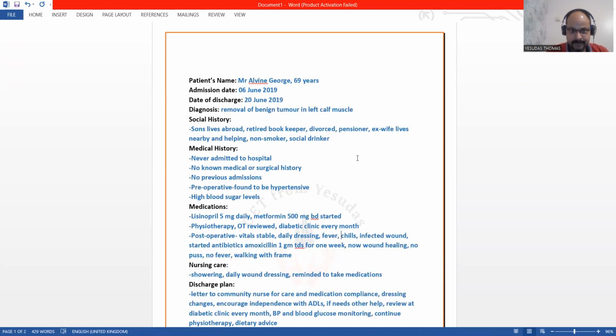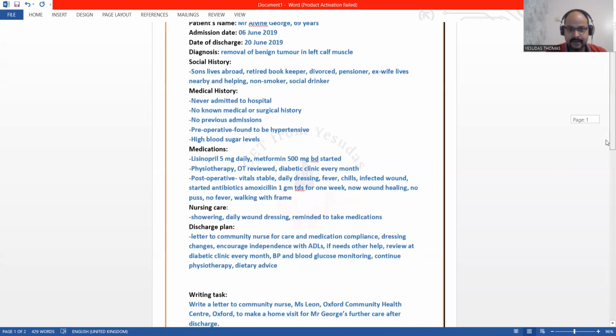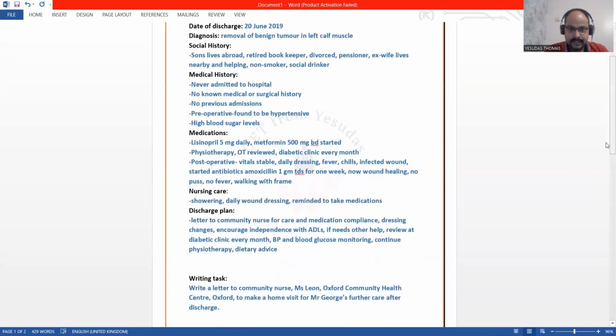So we have started the medicines, lisinopril and metformin 500 mg. We have had a review of occupational therapy and physiotherapy, and we have advised him to visit the diabetic clinic every month. Now, after the surgery, his vitals were stable, but he had fever, chills, and his wound was infected, for which he was started on antibiotic, that's amoxicillin 1 gram TDS for a week.